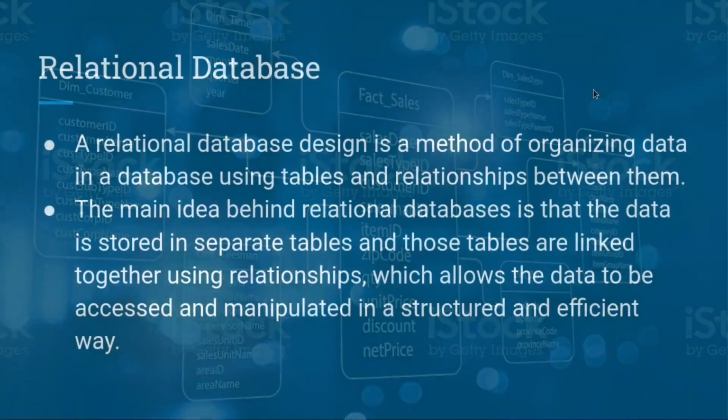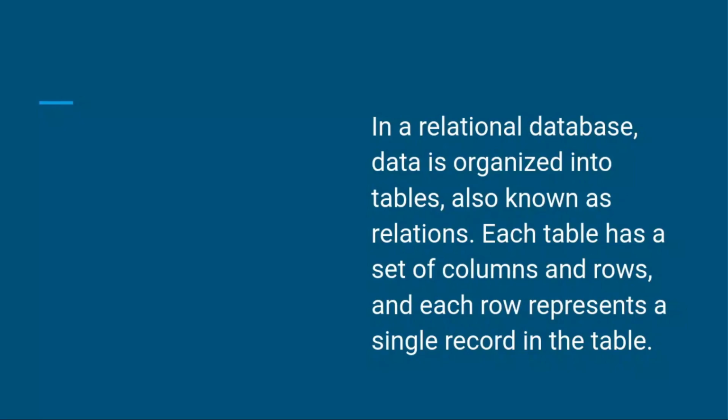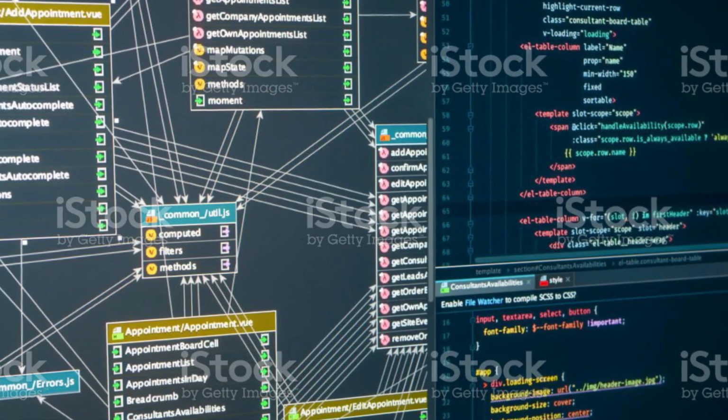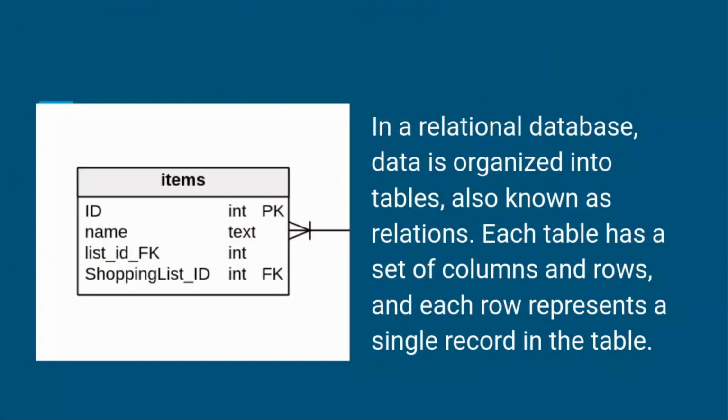So we can have data in different tables, but we can easily join them and use them when we want to organize our data. In a relational database, data is organized into tables, also known as relations. Each table has a set of columns and rows, and each row represents a single record in the table.